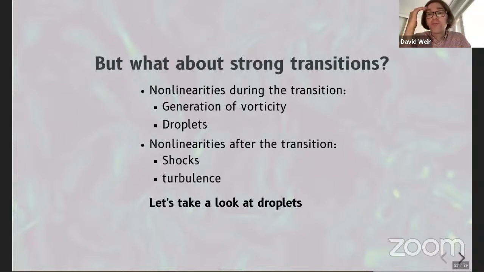And so one thing which might happen, and you can even see it hinted at in the background of this slide, is that things will get vortical. So you'll have generation of vorticity during the transition itself. We'll also, as I foreshadowed, get droplets as well. But equally well, because we have this time scale in which shocks and turbulence form, we can easily see nonlinearities forming after the transition.